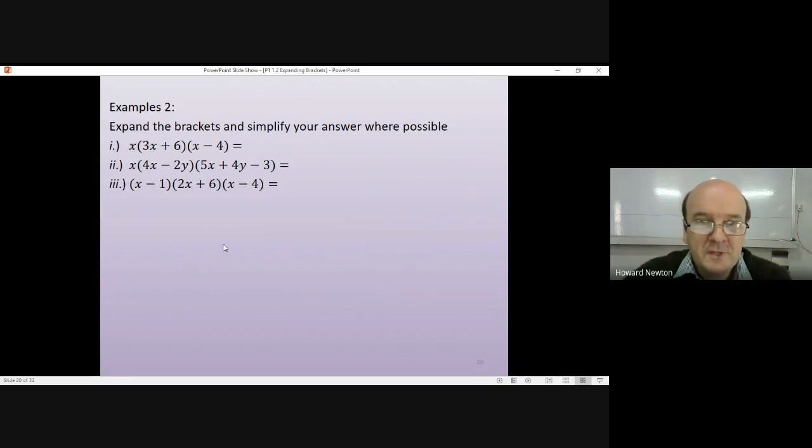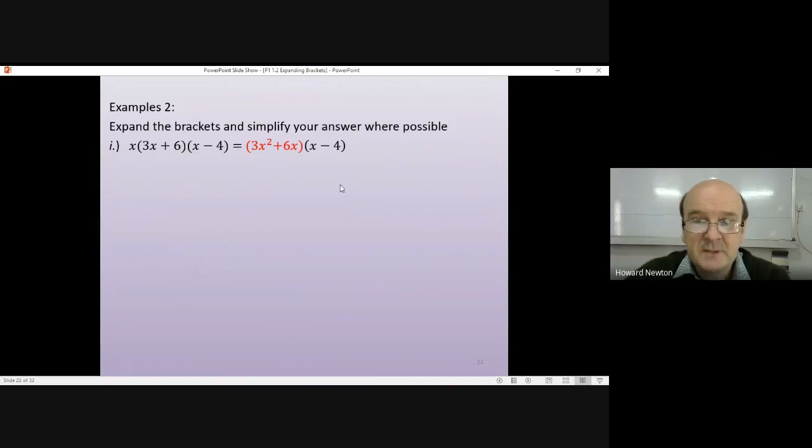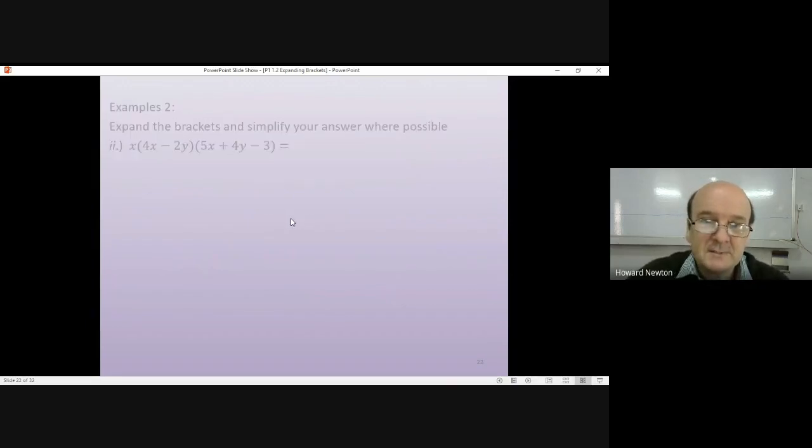Okay, we'll go through these. So with question 1, I've done x times the 3x plus 6 first. That gives you 3x squared plus 6x. Then we need to times that by the x minus 4. That gives you that. 2 terms are the same. We've got a 12x squared and a 6x squared. Combining those together gives us 3x cubed minus 6x squared minus 24x.